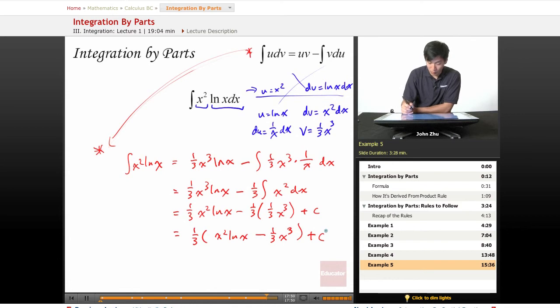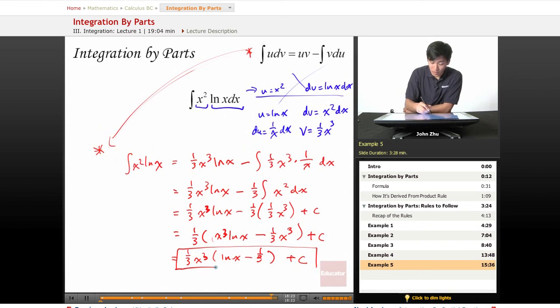And we can also pull out an x squared term. 1/3 x squared ln of x minus 1/3 x. We seem to have made a writing error here. It should be x cubed ln of x. So if you take out the x cubed, then we just have an ln of x minus 1/3 term. And this is our final answer.